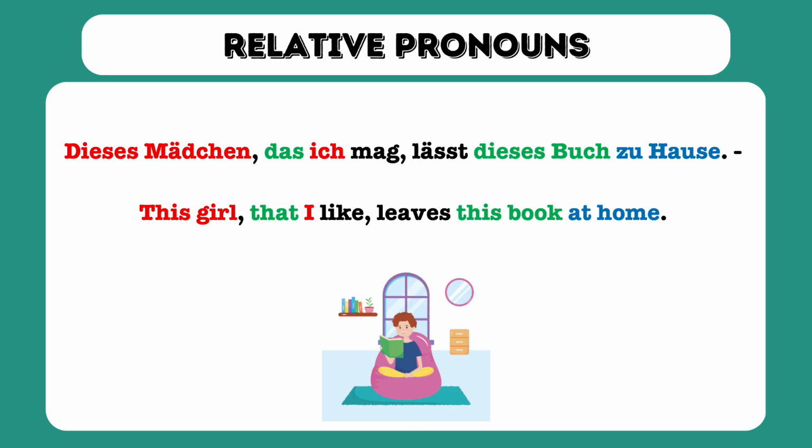Dieses Mädchen, das ich mag, lässt dieses Buch zu Hause. This girl that I like leaves this book at home. Dieses Mädchen is the subject of the main clause, which if you remove the relative clause out of the sentence entirely, you end up with just the main clause. Dieses Mädchen lässt dieses Buch zu Hause. This girl leaves this book at home, which I used as an example sentence earlier in this course. Das ich mag is referring back to dieses Mädchen. It's just a way of describing the girl within the sentence. So, the girl that I like, dieses Mädchen, das ich mag.